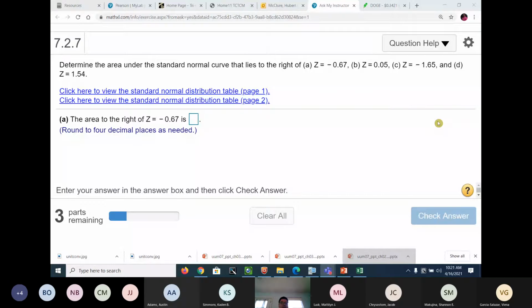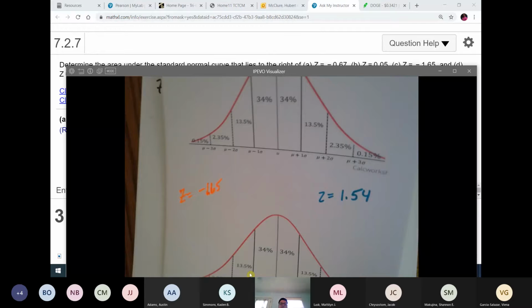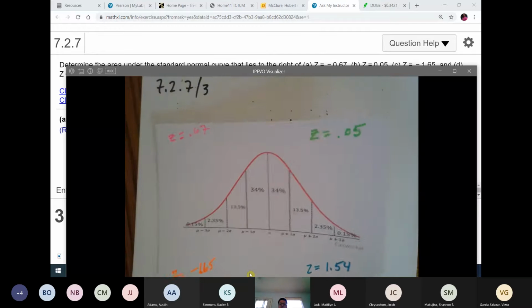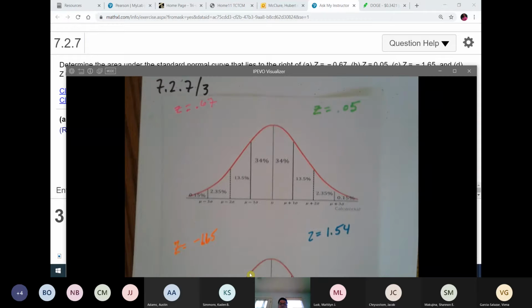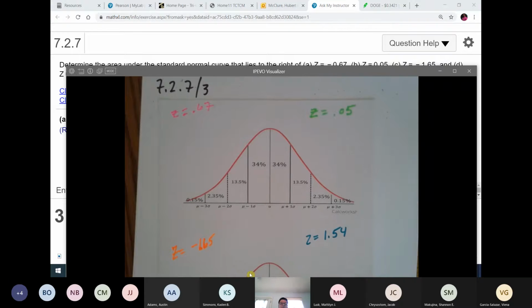Okay, so I'm going to go now to my handy dandy sheet. Here is normal distribution 2. It's got 2 graphs on it. Kind of saves y'all a little bit of work. And there's the number of the homework we're on: 7.2, 7/3.